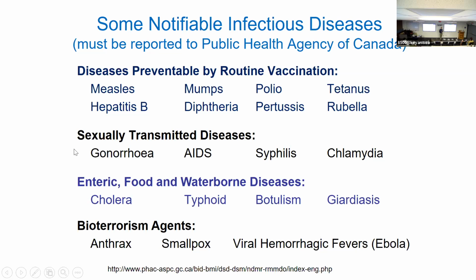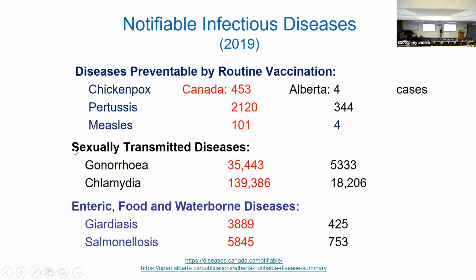I'll show you some numbers. Here's some numbers for some of the diseases on that list. You can see diseases preventable by routine vaccination. And this is 2019 numbers, the most recent ones I could find. So you can see in Canada, chickenpox, 450 cases. In Alberta, there were 4.